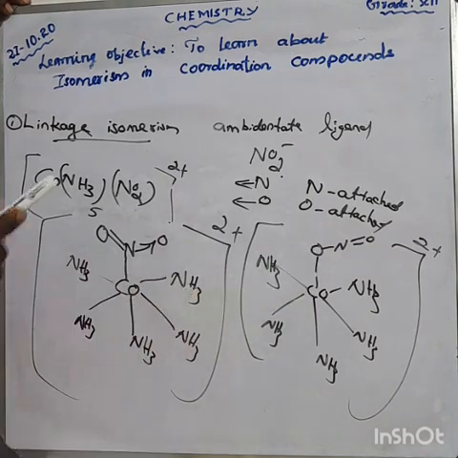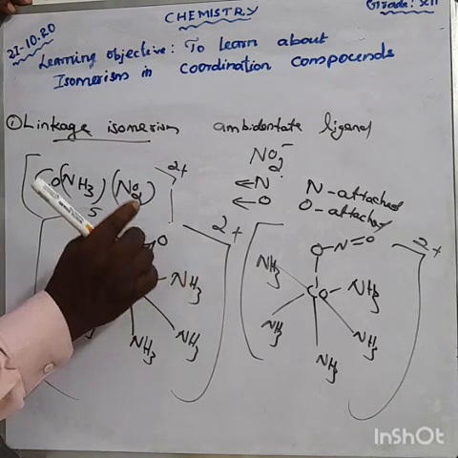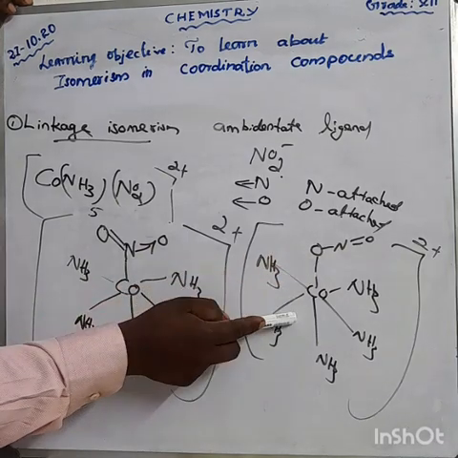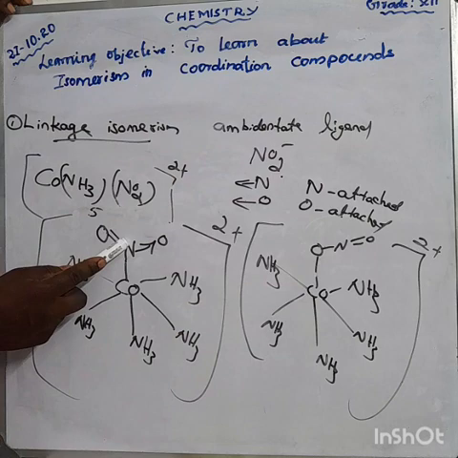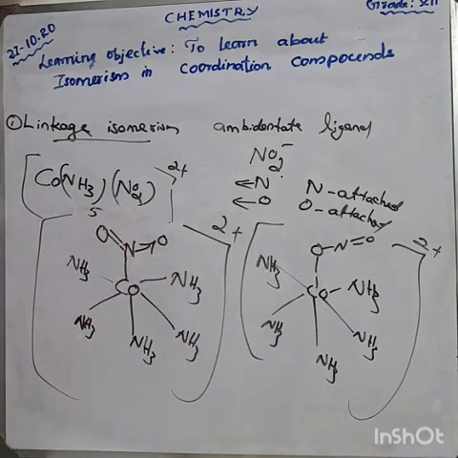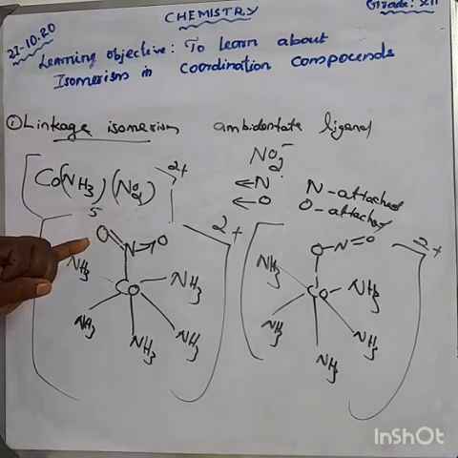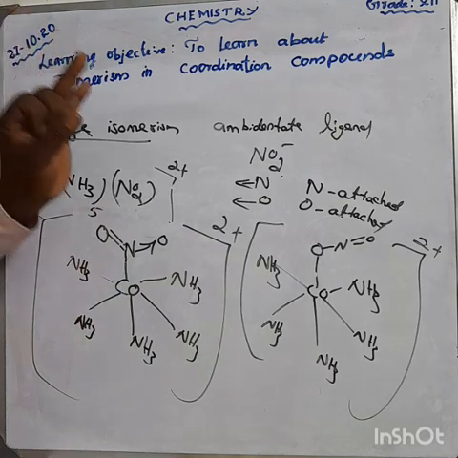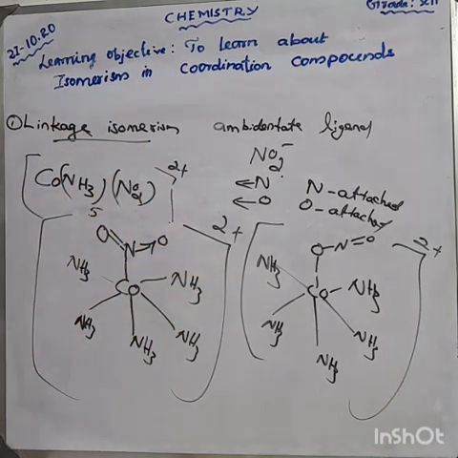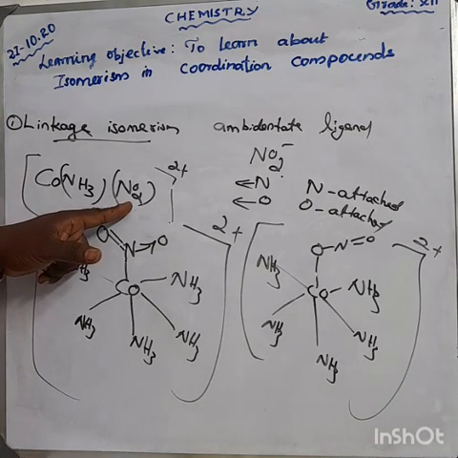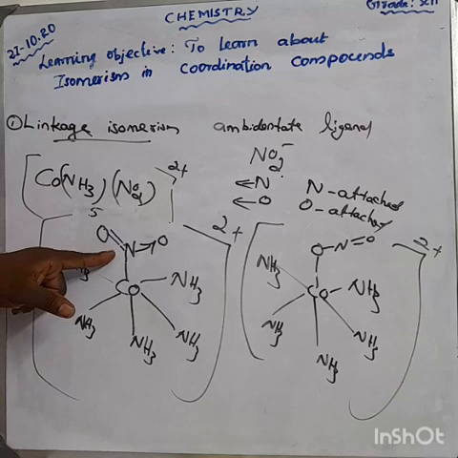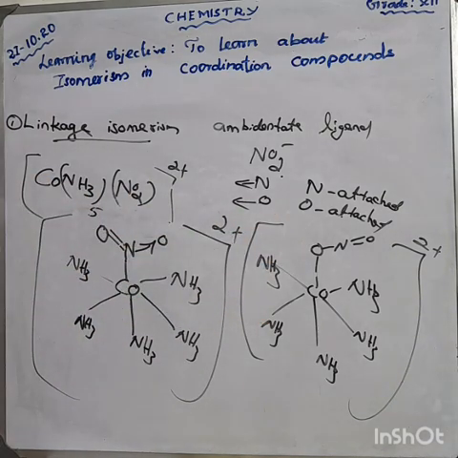So in this example, we can learn that the nitrite ion is bonded to the central metal atom, cobalt, through a nitrogen atom in one complex and through an oxygen atom in the other complex. What is the definition of linkage isomerism? When an ambidentate ligand is bonded to the central metal atom or ion through either of its different donor atoms. Example: the nitrite ion, NO2 minus, is bound to the central metal atom cobalt through either nitrogen or oxygen. This is an example. Next, about coordination isomerism.